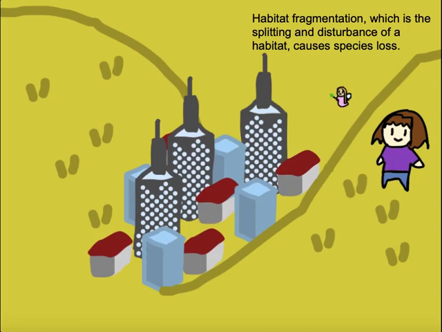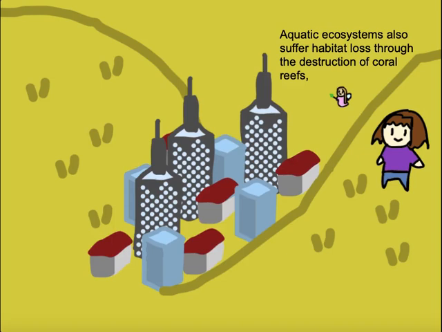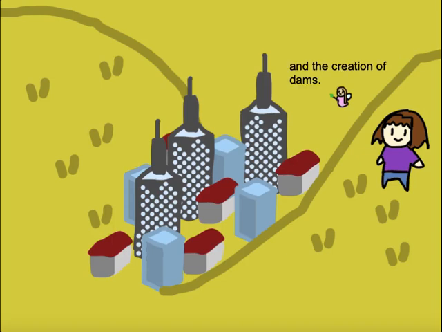The clearing of tropical rainforests particularly damages habitats, due to the large biodiversity of species that live there. Habitat fragmentation, which is the splitting and disturbance of a habitat, causes species loss. Affected smaller populations have a higher chance of local extinction as well. Aquatic ecosystems also suffer habitat loss through the destruction of coral reefs and the creation of dams.